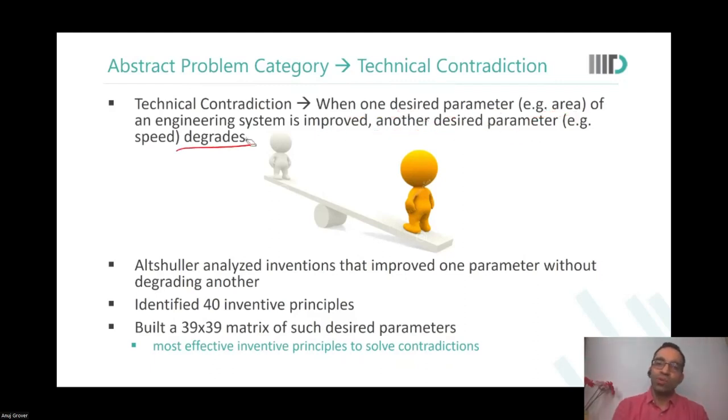You want to improve one, the other one would go down, and you now are just playing around, striking a balance. Oh, I want to improve the area this much, but the speed should not go down. So how many of you have played on a seesaw? Just one person has played on a seesaw? Okay. Thankfully, you guys have played.